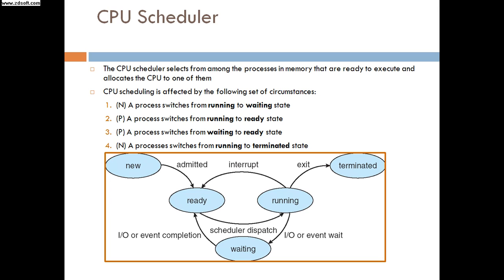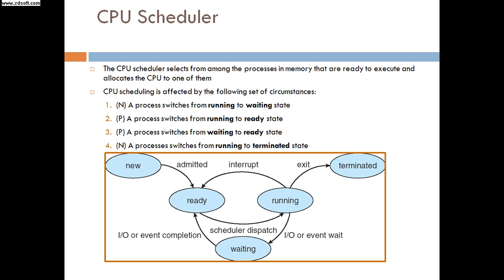The next important software component is the CPU scheduler. The CPU scheduler selects a particular process in memory that is ready to execute and allocates the CPU to one of them. There are two categories of CPU scheduling algorithm: one is preemptive and the second one is non-preemptive.